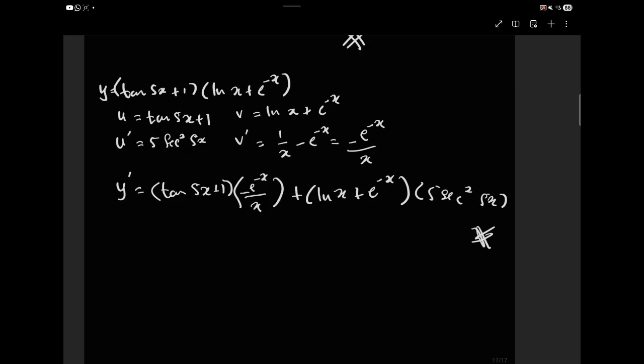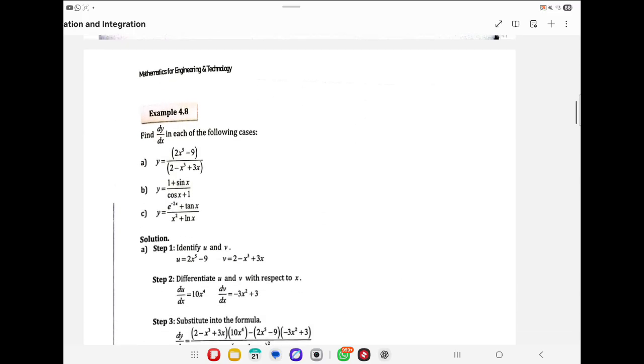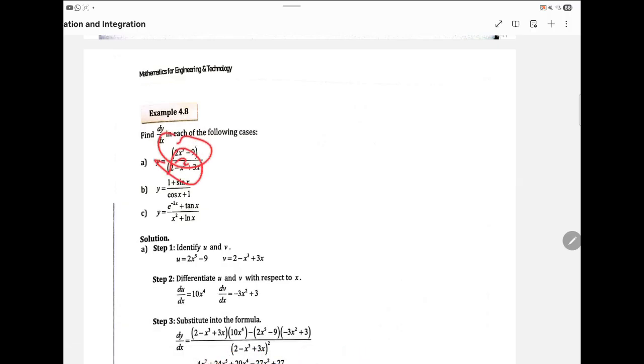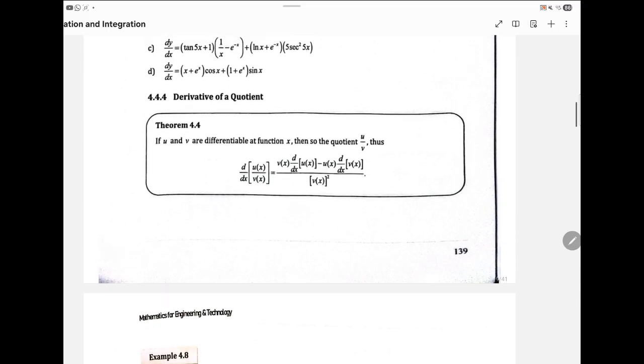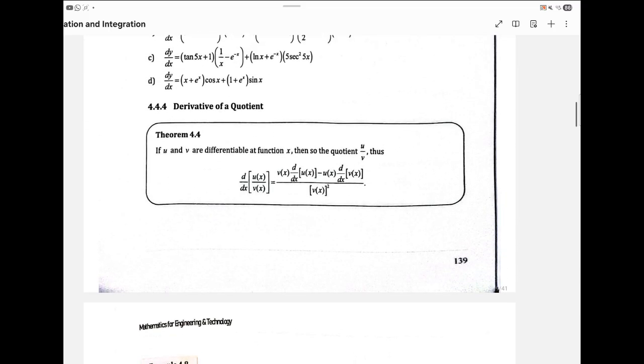Now let's look at the next one, which is the quotient rule. So for the quotient rule, what is it actually? It is a rule that you need to use when you encounter a function that is being divided. So when two functions are being divided, then you will need to use the quotient rule. So what is actually the quotient rule?